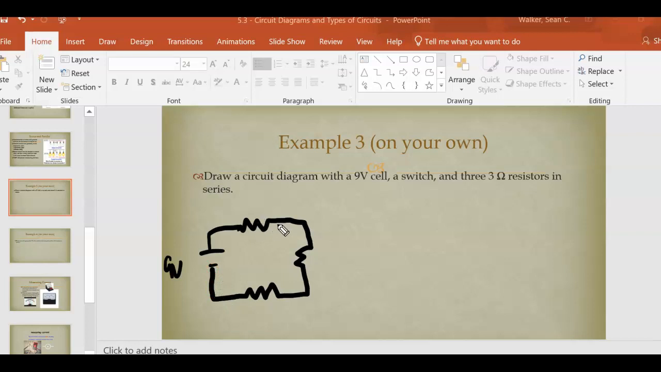Oh, I think I forgot the switch. Well, pretend there's a switch in there. I don't want to erase it and do it again. But this is 3 ohms. This is 3 ohms. That's the resistance of each one. And this is 3 ohms. And they're all drawn in series. Okay, and so that's how you might draw that simple circuit diagram in example 3. Pause it there if you need to look at that some more.